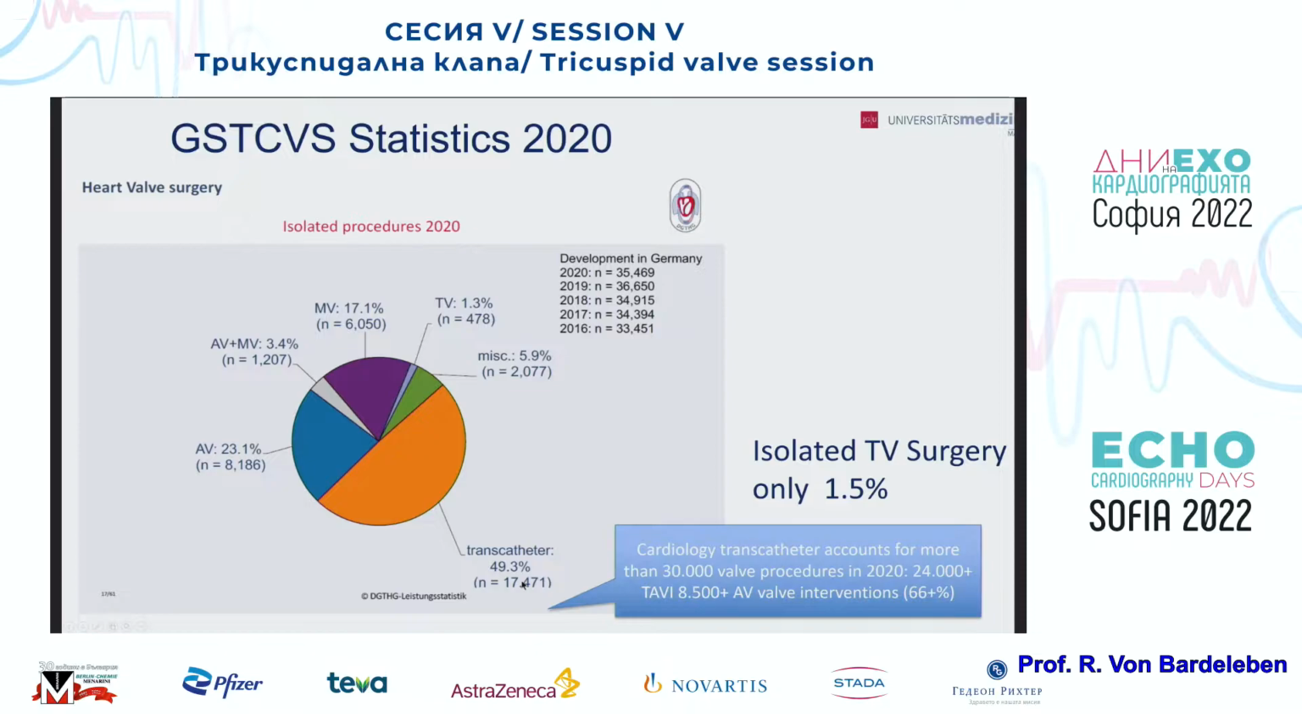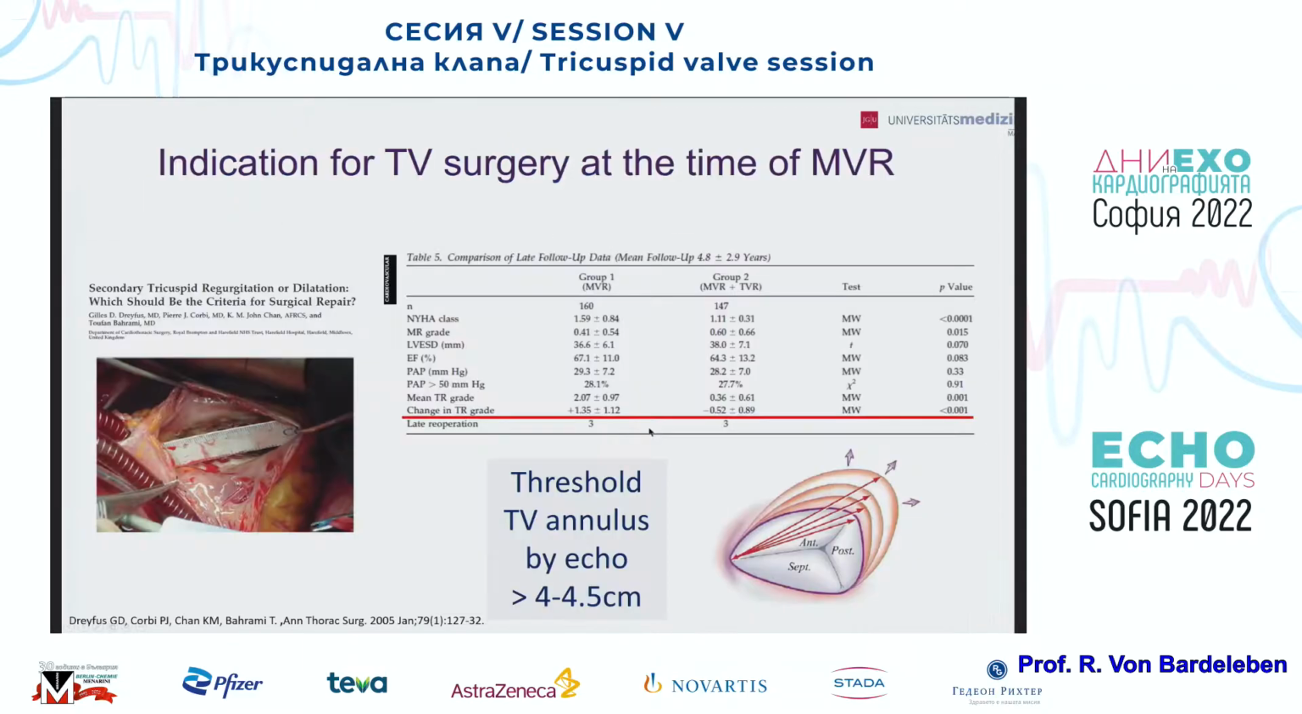17,500 procedures in 2020 have been done in Germany, but 30,000. So actually there are 66 or 70% of all German valve procedures are now transcatheter procedures. So less than 1/3 is still surgical. And we have to keep this in mind when we discuss the options for the patients.